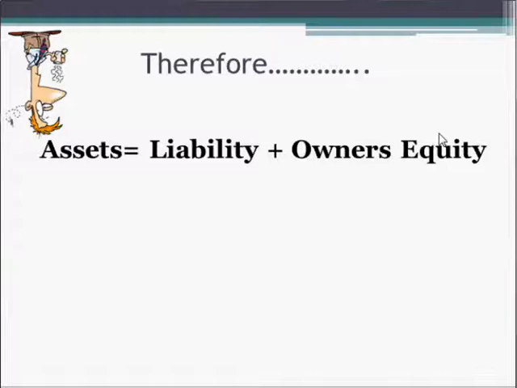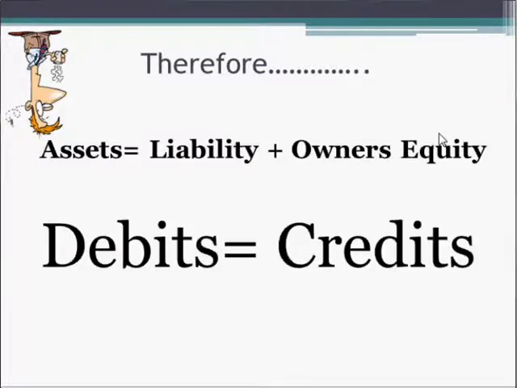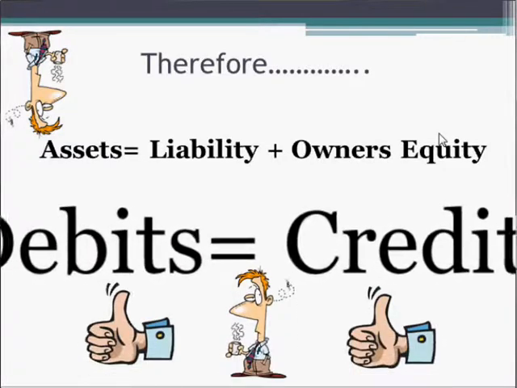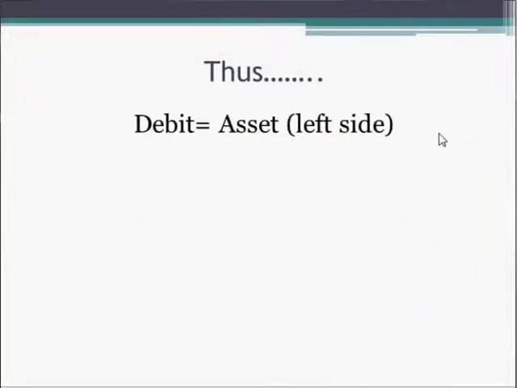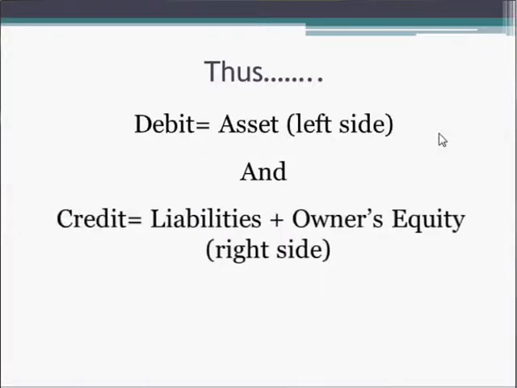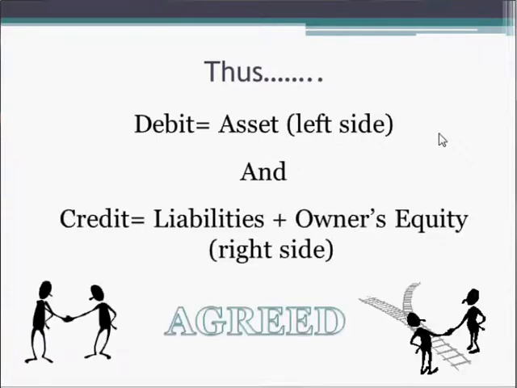We all know the basic equation, assets is equal to liabilities plus owner's equity, and we've said that debit is always on the left side no matter what, and credit is on the right side no matter what. If we connect these two facts together, we can say that debit is equal to credits, which is correct. Thus, we can also say that debit is equal to assets, whatever's on the left side of the equation, and credit is equal to liabilities plus owner's equity, whatever's on the right side of the equation.